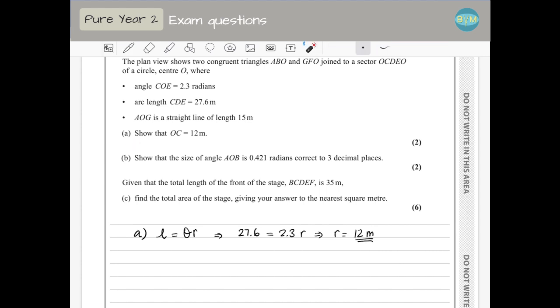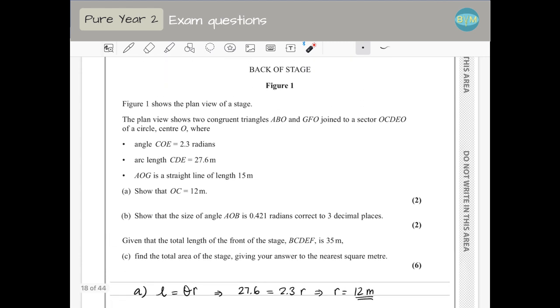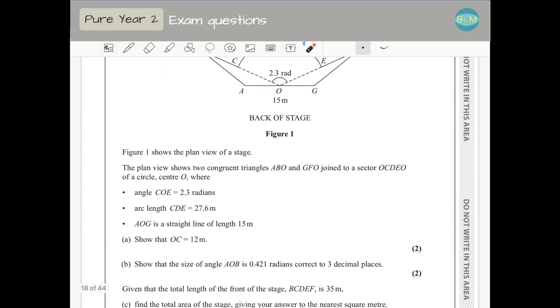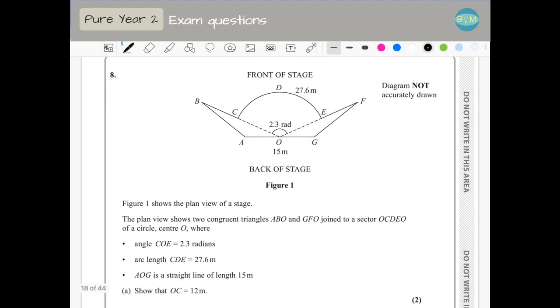Then for B, it says show that the size of the angle AOB is 0.421 radians to 3 decimal places. So AOB is this angle here. We know this angle, we know these are congruent, and we know this is a straight line. So it's going to be pi radians minus 2.3, and then divide by 2, split in 2, yeah?